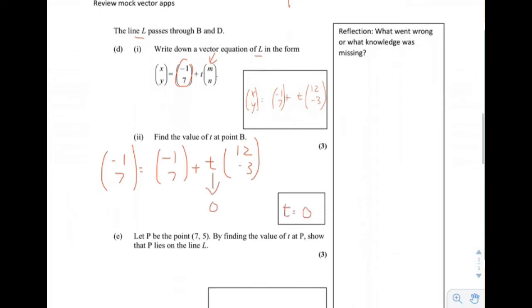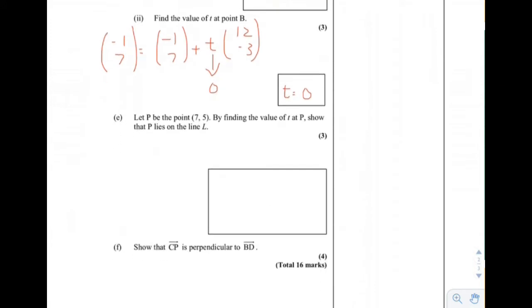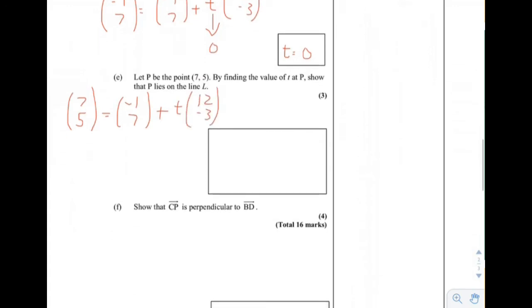Okay? Next one. Let P be the point 7, 5. By finding the value of t at P, show that P lies on the line L. So now instead of putting negative 1, 7 on the left, we're going to put 7, 5 on the left, and we're going to see if we can make this work out. Is there a value of t that makes this true? So we basically get 7 equals negative 1 plus 12t, and we also have 5 equals 7 minus 3t.